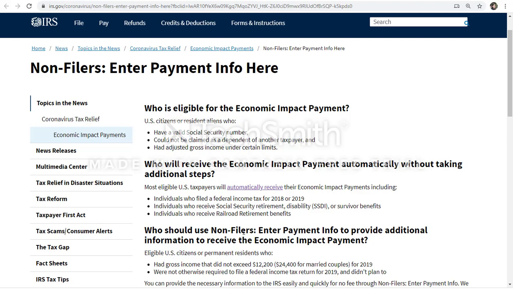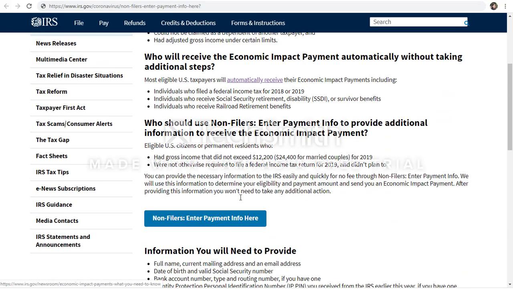US taxpayer ID. So I'm starting on the web page. That's irs.gov/coronavirus/non-filers. Enter payment info here. You don't need the rest. For a more lengthy explanation on filing requirements and whatnot, you can see my previous videos. So I'm going into non-filers, enter payment info here.